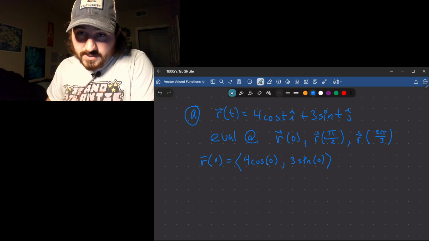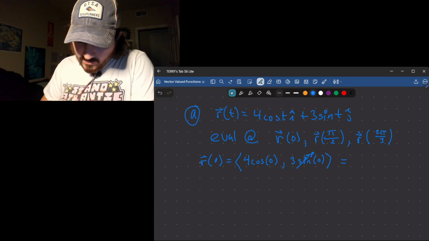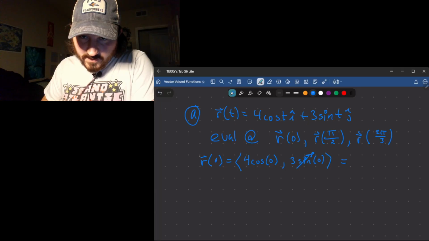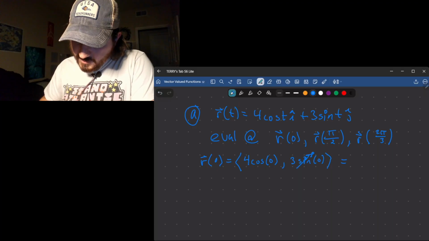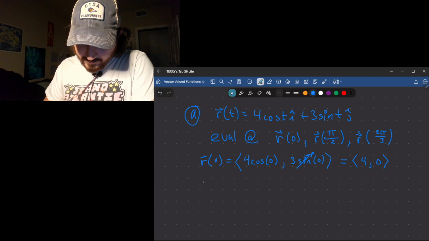So we already know cosine of 0 is 1, but sine of 0 is 0, so this component goes to 0. So we know our vector valued function at t equals 0 is going to come out to equal cosine of 0 is 1 times 4 is 4, and then this all goes to 0, so we're just going to say 0. So our vector valued function at 0 is equal to ⟨4, 0⟩.